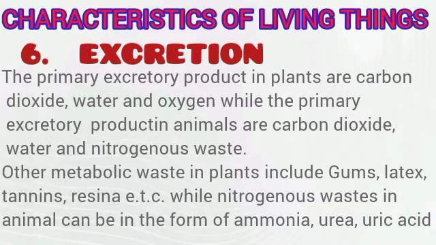The primary excretory products in plants are carbon dioxide, water, and oxygen. Carbon dioxide and water are byproducts or waste products of respiration, while oxygen is a waste product of photosynthesis. While the primary excretory products in animals are actually carbon dioxide, water, and nitrogenous waste. Carbon dioxide and water are a waste product of respiration, and nitrogenous waste is a waste generated during protein breakdown.